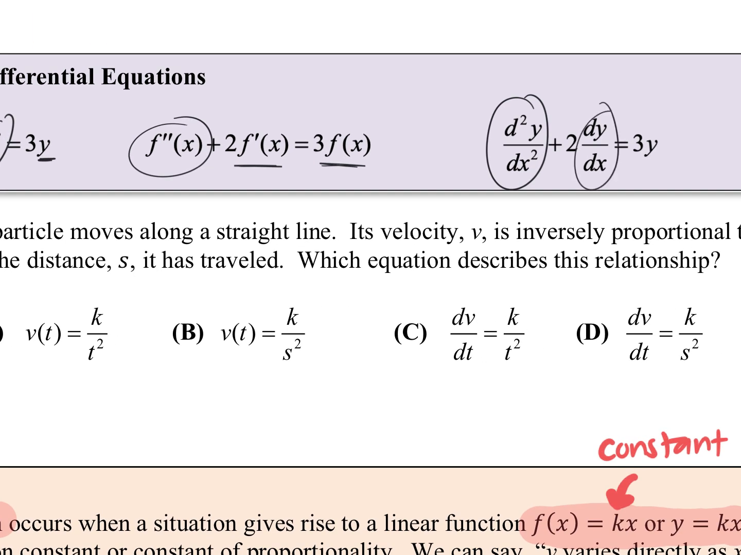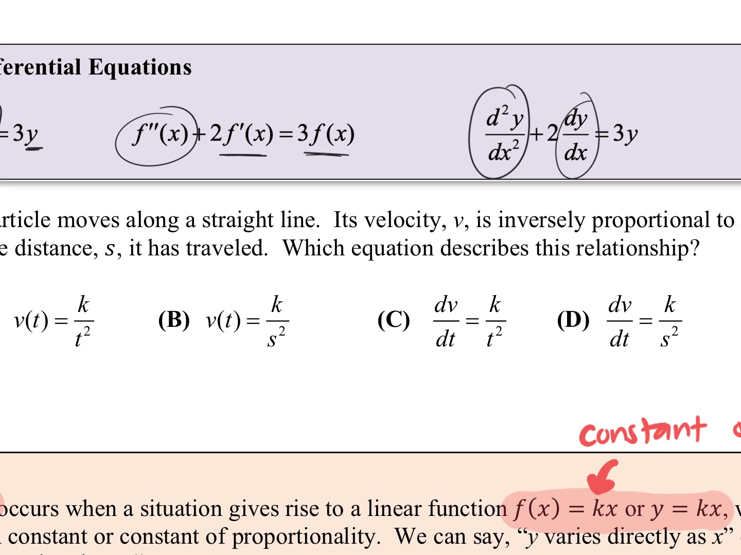Okay. So in this first little section, we are just going to do 5 different examples of how to write equations given basically 2 or 3 sentences in terms of our constant of proportionality. So every single equation should have a k in it. Got it? So if I read this, it says a particle moves along a straight line. Its velocity v is inversely proportional to the square of the distance s that it has traveled. Which equation describes this relationship?